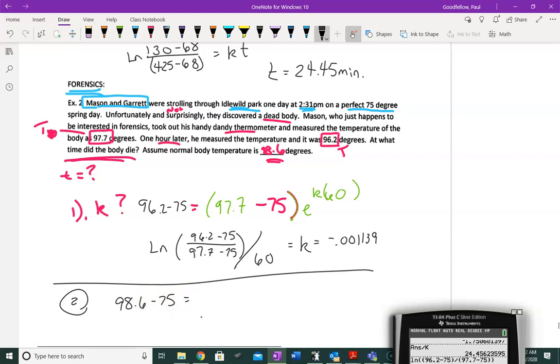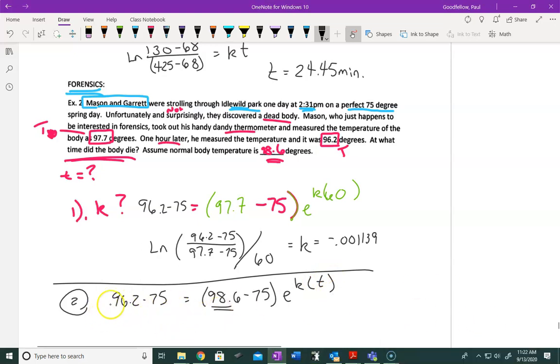Now, taking into consideration the temperature that was read at the end of this, that would be the initial temperature would be, man, I keep getting this backwards. It's the initial temperature again, sorry, and the final's over on the other side. 96.2 minus 75. This is 98.6. We're working it backwards to get back to the initial temperature when you were alive. K, and I'm raising it to the t so that I can figure out how much time went by for it to come down to that particular temperature.